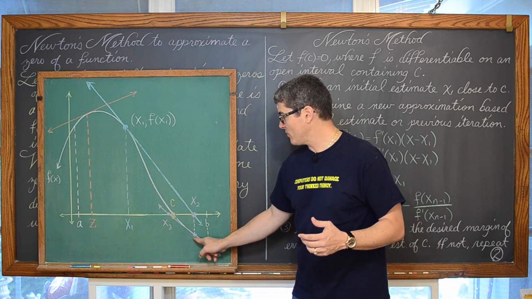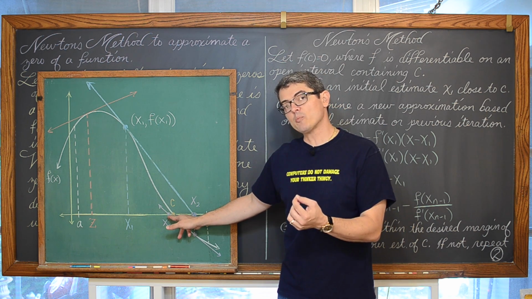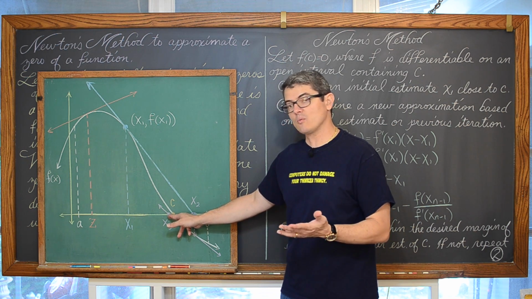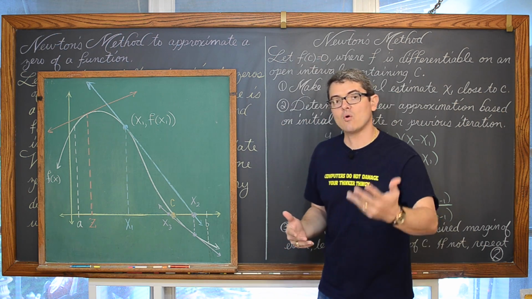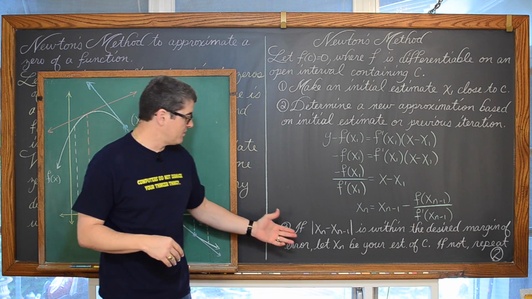Now this is blue, that's purple. We make that new tangent line. We find the x-intercept of that purple or that next tangent line, and if you aren't close enough yet, you just repeat the process until you get within a certain margin of error that meets the requirements of your problem. And that is the process of working through Newton's method.